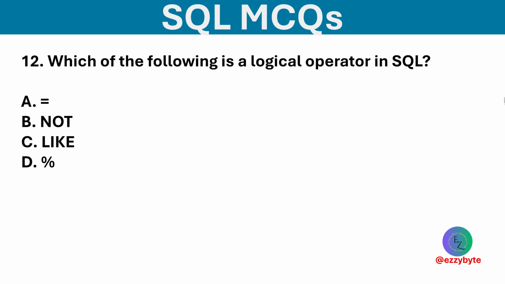Which of the following is a logical operator in SQL? Options are is equal to, not, like, and percentage. Option B is correct. Not is used to negate a condition in the where clause.